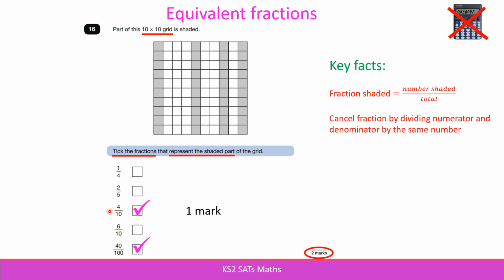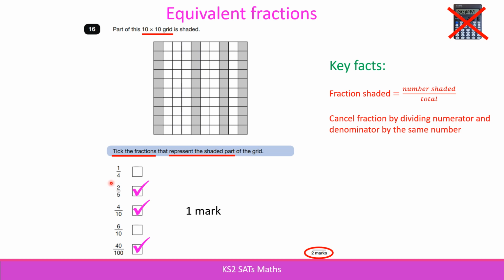Now if you got these two correct and didn't write any other ones, you would get 1 mark. But there is one more that is also equivalent to 4 over 10. If we look at the fraction 4 over 10, we're going to cancel this fraction down. What number goes into 4 that also goes into 10? The only number that goes into both 4 and 10 is 2. So 4 divided by 2 is 2, and 10 divided by 2 is 5, which is this fraction here, 2 over 5, and this is your second mark for getting this point here.